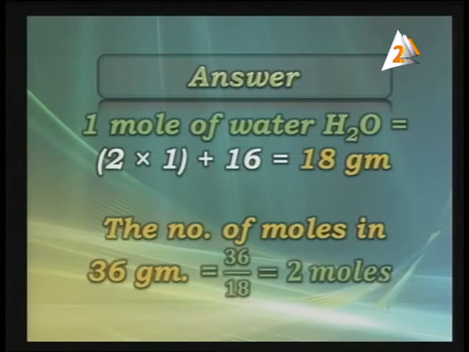So 1 mole of water contains 16 plus 2 equals 18 grams. But how many moles are in 36 grams? We have 36 divided by 18, that is 2 moles. So 2 moles means what? It means the number of molecules found in 2 moles of water, that has 36 grams.